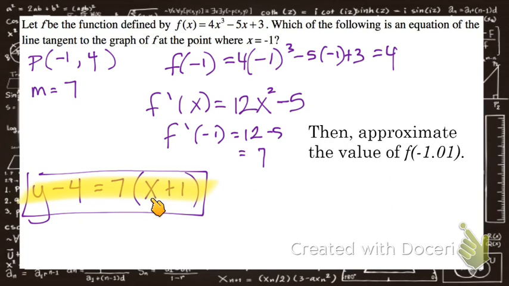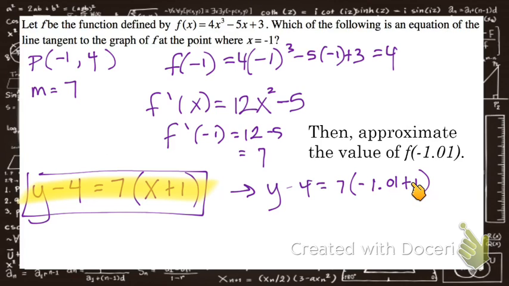Plug it in here to x in this tangent line equation. So let's plug in negative 1.01 here and evaluate to see what we get. y minus 4 equals 7 times negative 1.01 plus 1. You would be expected to do this without a calculator, by the way, so make sure you know how to add these numbers in your head.